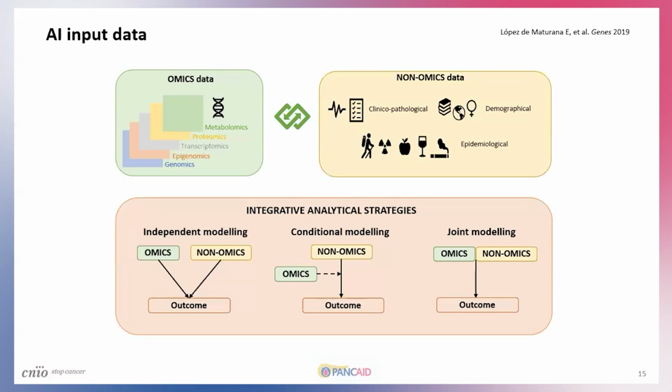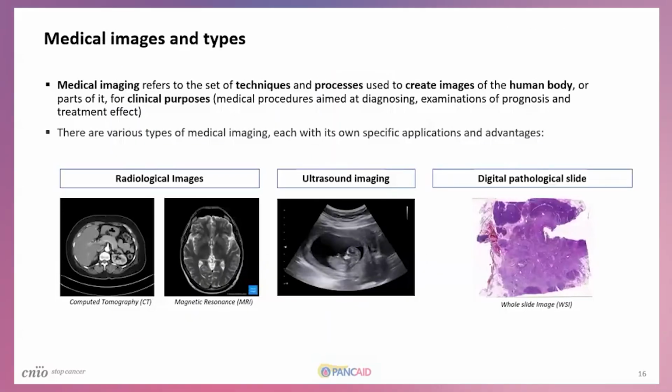If we use different models with different layers for the same outcome. Also, we have conditional modeling if we integrate another omic data in the middle of the process, or joint modeling if at the very beginning we combine both and try to predict an outcome. One that is very important, and now AI is revolutionizing all this field, is medical imaging, and we are working very hard with medical imaging.